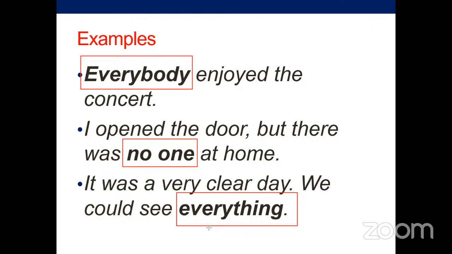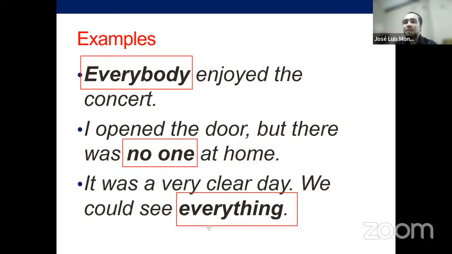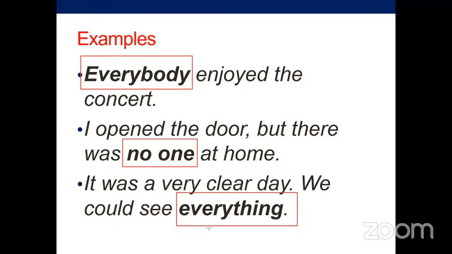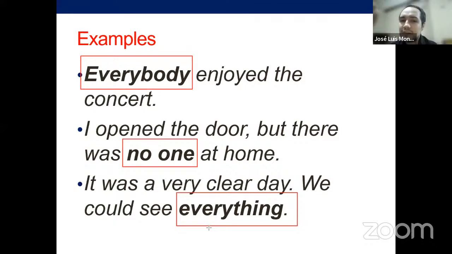Examples. Everybody enjoyed the concert. I opened the door, but there was no one at home. It was a very clear day. We could see everything. Thank you very much, Wilson. So there you go. The first one is the subject. Everybody enjoyed. And the next two examples are objects, right? But there was no one at home and we could see everything. All right, so again, they can be subjects and objects.